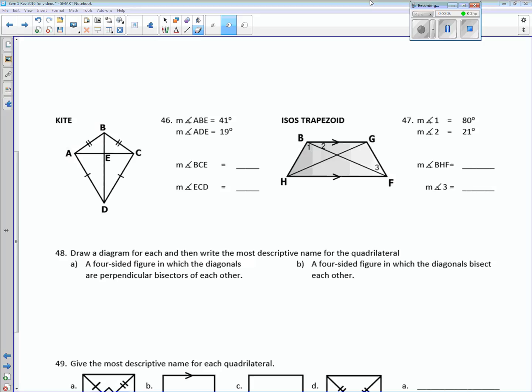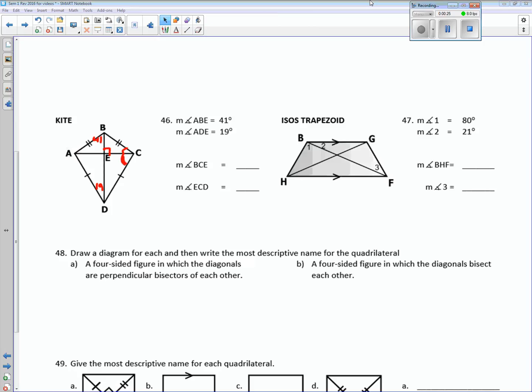46, for a kite. Diagonals are perpendicular, so you've got four right triangles. ABE would be the angle here, 41. And ADE is down here, and that's 19. They want to know BCE, that would be this angle here, and they want to know ECD, which is this angle right here.